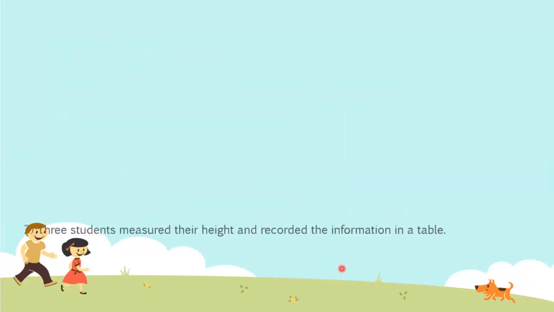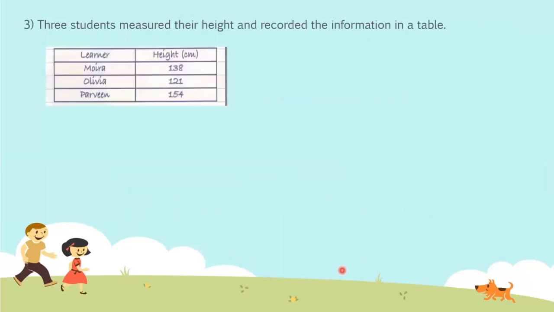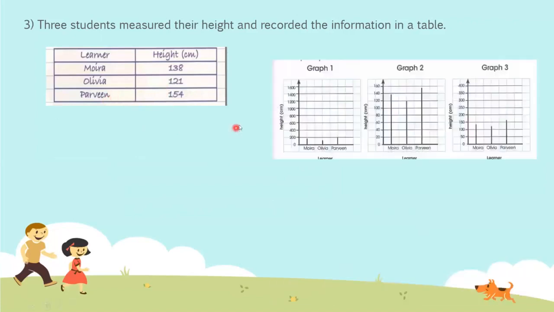Okay, here comes your third question. Three students measured their height and recorded the information in a table. That is the learner and height. You can see Moira has 138 centimeters, Olivia 121 centimeters, and Perveen 154 centimeters. So these are the learners' names and their heights in centimeters. And these are three different graphs that represent this data in three different ways.